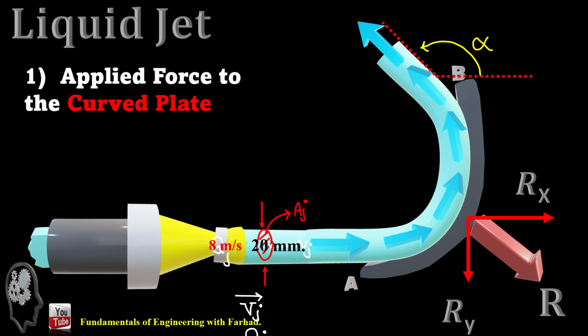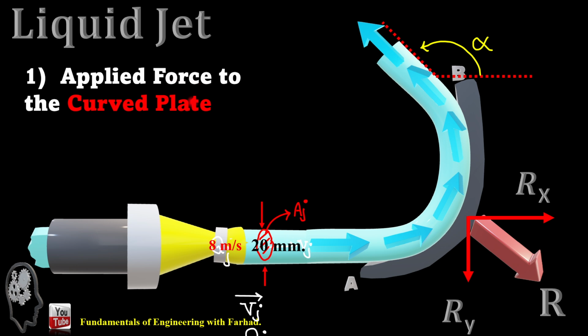R represents the force of the stream of water on the blade, and the opposite force, due to reaction, comes from the blade to the water. We are going to calculate the reaction, the force of the blade to the water, which is exactly the reaction of water to the blade.